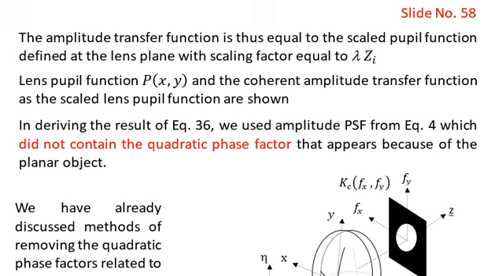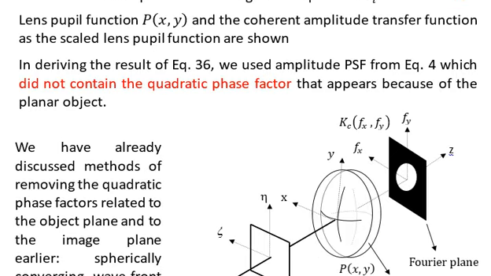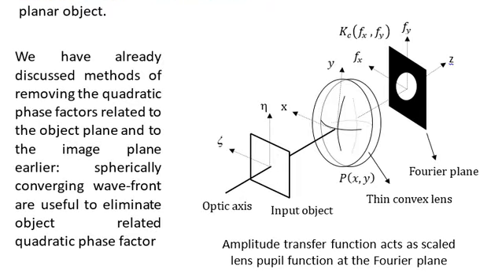The amplitude transfer function is thus equal to the scaled pupil function defined at the lens plane, with the scaling factor equal to λzi. The lens pupil function p of x, y and the coherent amplitude transfer function as the scaled lens pupil function are shown. In this figure we have shown an input object plane, the thin convex lens and the Fourier plane. The input plane is located at the ζη plane, the lens is located at the xy plane, and the Fourier plane is located at the fx fy plane.